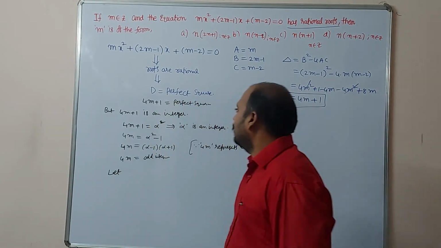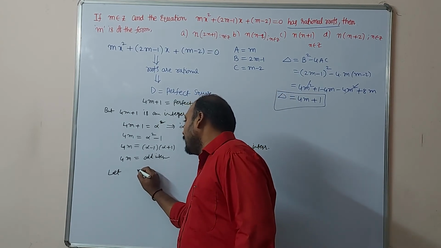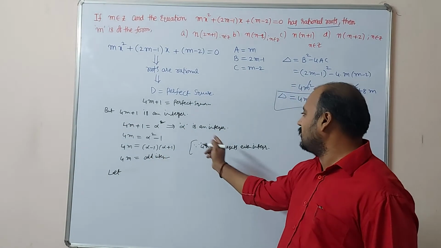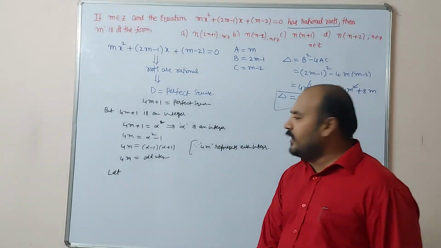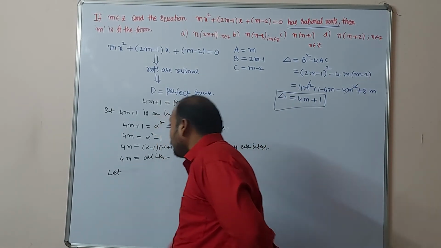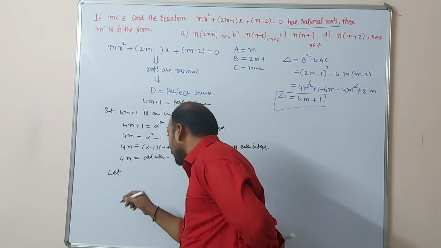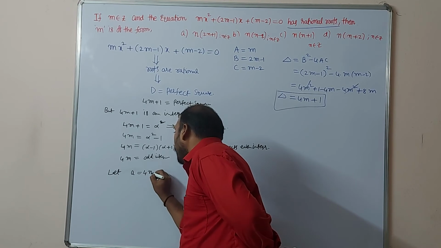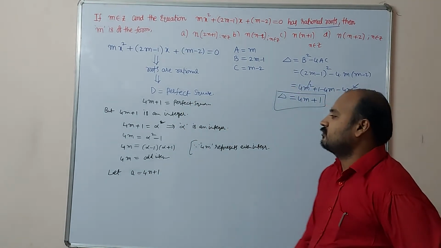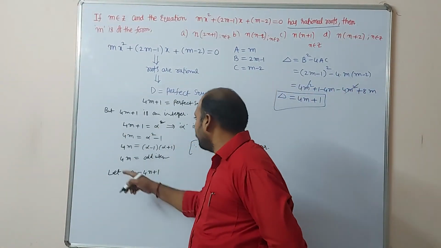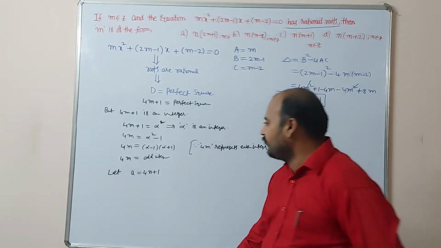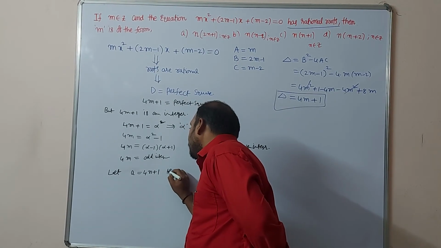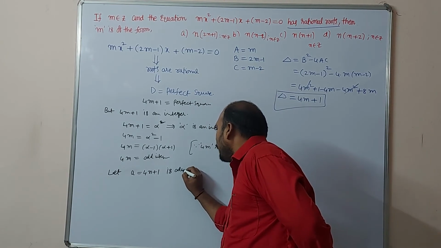Let odd integer, I am assuming that, be 4n plus 1. If you subtract 1 or add 1, it means even integer to odd integer. Let that odd integer be a is equal to 4n plus 1. 4m is an integer. 4m is an even integer here. 4n plus 1 is an odd integer.